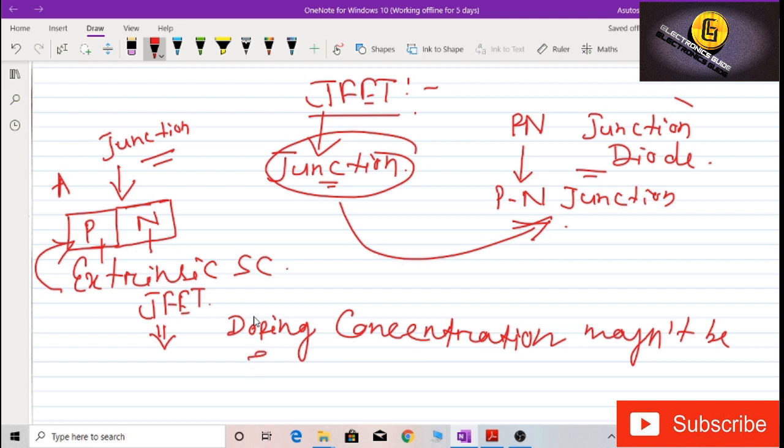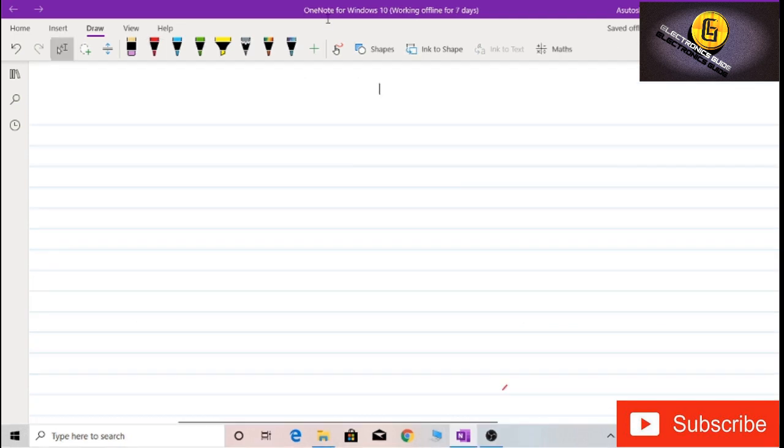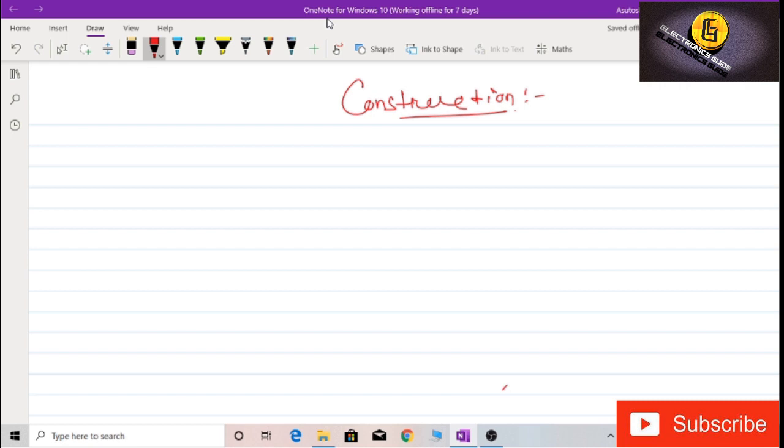Now moving to the construction part. In this section, we will see how to manufacture or construct a JFET. In JFET, the letter J represents the PN junction. To manufacture a PN junction, we need both types of semiconductor. That means we need P-type semiconductor as well as N-type semiconductor.